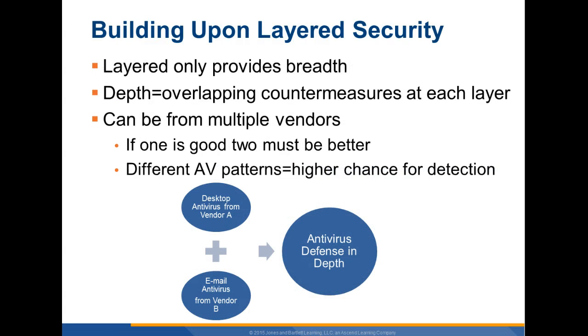We want to build upon layered security. Layering only provides breadth. The depth is the overlapping countermeasures at each layer that can be from multiple vendors. If one is good, two must be better, they say. Different antivirus patterns, for example, equals a higher chance of detection. So here we see in this example, antivirus defense in depth is that the desktop antivirus is from vendor A and the email antivirus is from vendor B, and that gives us defense in depth in this situation.